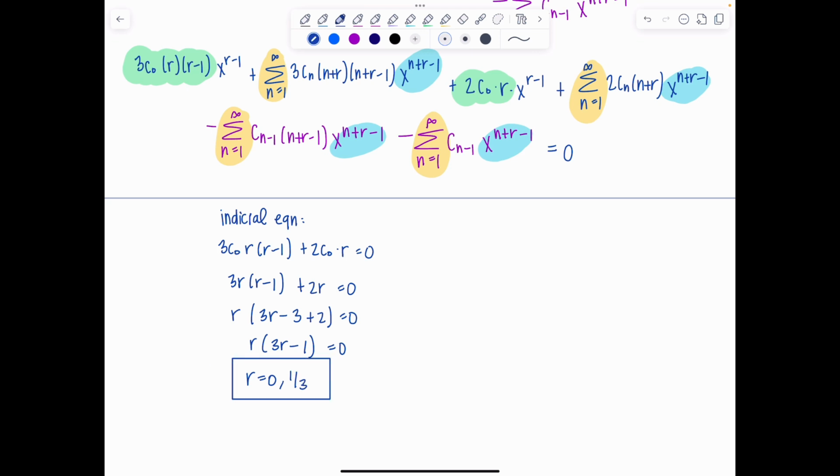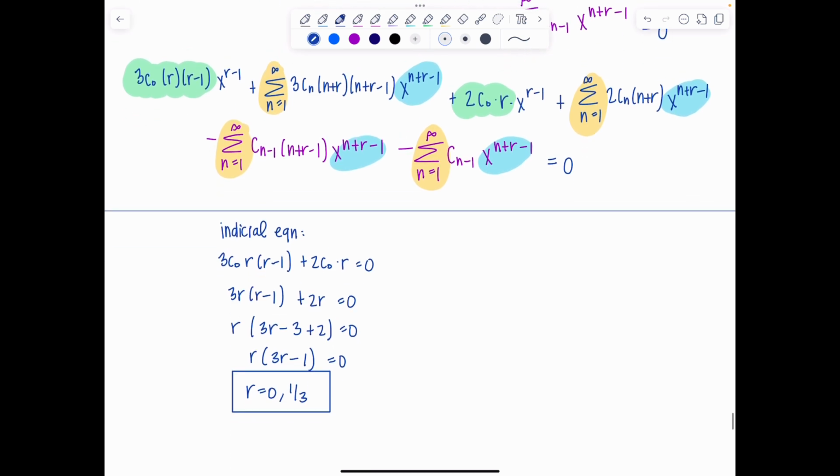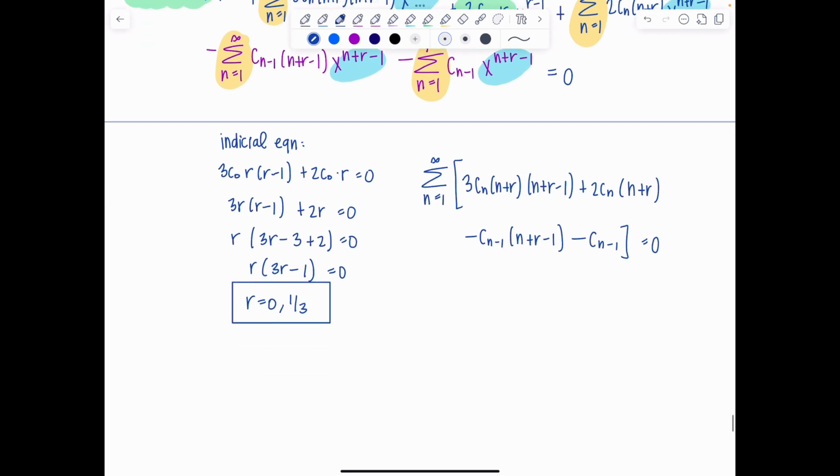Now for the rest of it, what do we have going on? We have the sum, n equals 1 to infinity, 3cn, excuse me, I almost forgot that part, n plus r minus 1 plus 2cn times n plus r minus cn minus 1 times n plus r minus 1 minus cn minus 1, just a bracket, is 0. Okay, so then I can go ahead, set everything in the brackets equal to 0. And let me factor out cn from the first two terms.